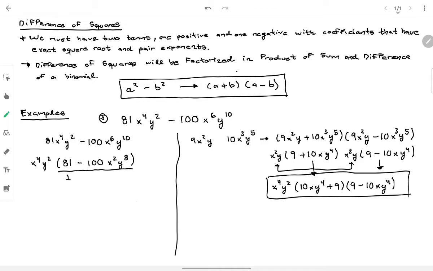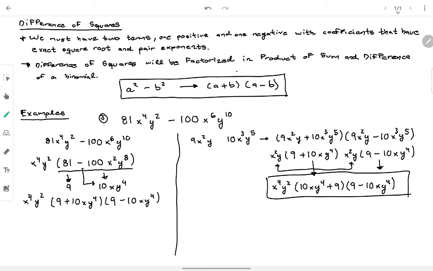So the root of the first one is 9. The root of the second one is 10x y to the 4. So I will put it like x to the 4 y squared. And then remember, it's the one that is positive. It's positive on the two parentheses. The one that is negative, it's going to be positive on the first one, negative on the second one.